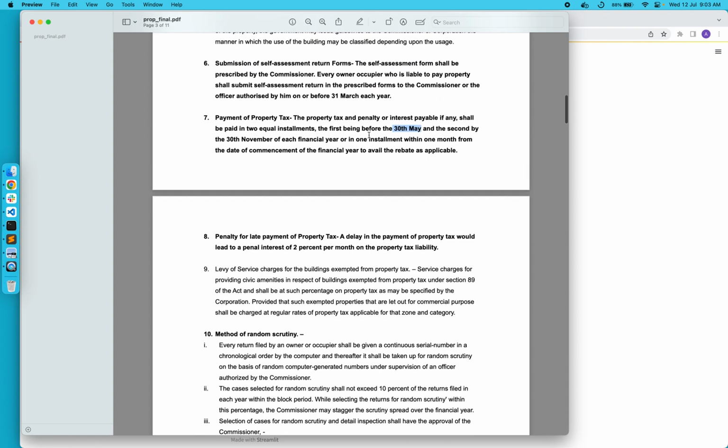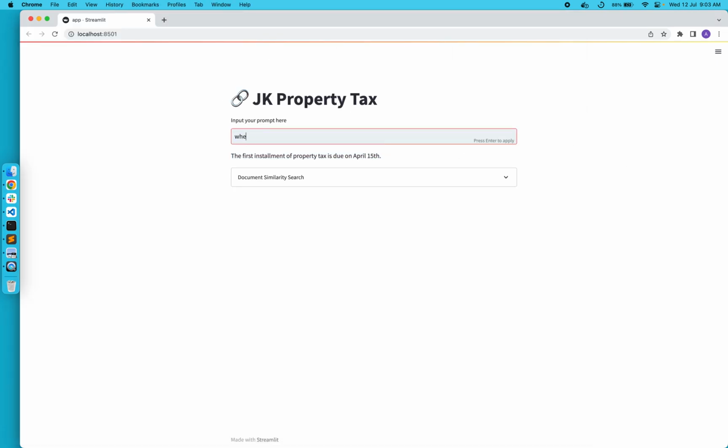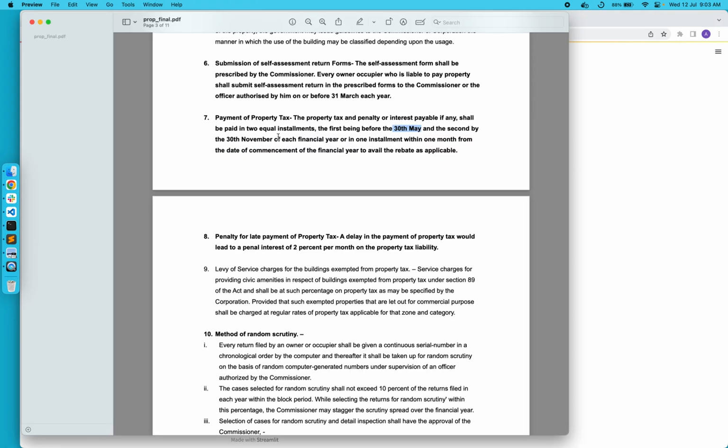Like the first installment. What we can ask is, like, what is the second installment? What is the deadline of the payment of the second installment of the property tax?